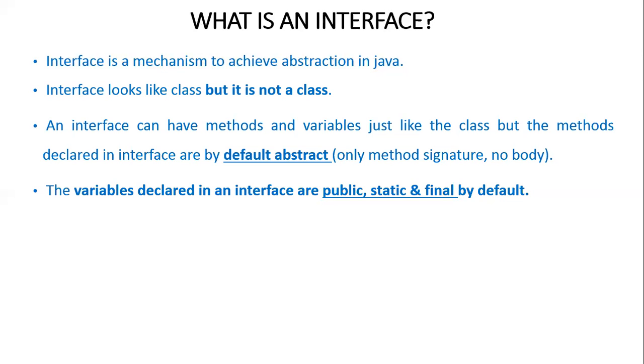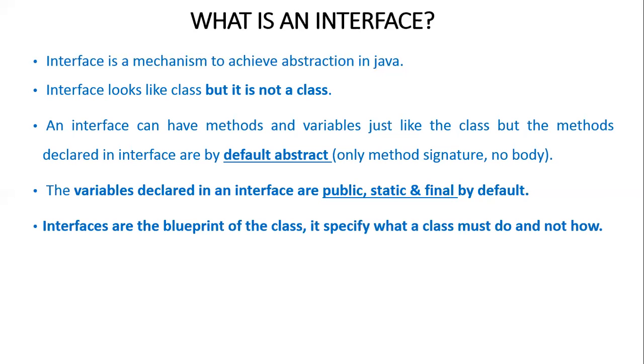Variables declared in an interface are public, static, and final by default. Interfaces are the blueprint of the class. It specifies what a class must do and not how. There are a few uses of interface. Interfaces are used to achieve abstraction.